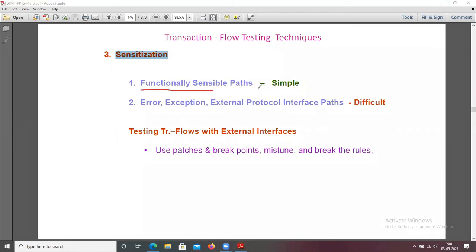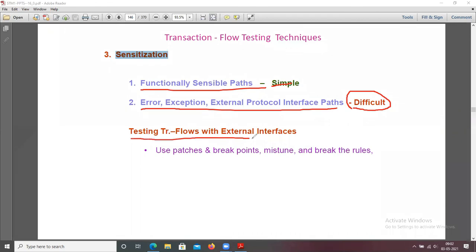Functionally sensible paths are simple. If there are errors, exceptions, or external protocol interface paths, then it is difficult to find the path. So when testing transaction flows with external interfaces, use patches and breakpoints, mistune and break the rules.